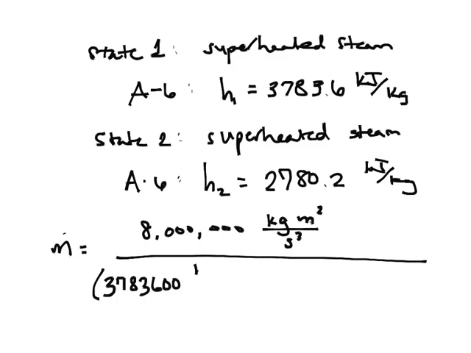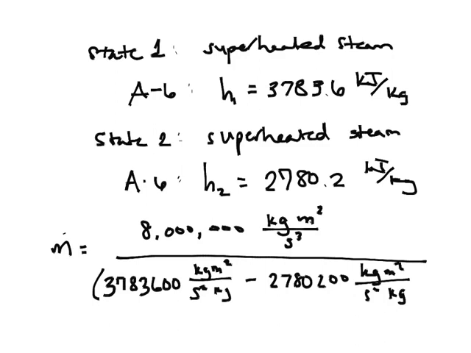So 3,783,600 kilogram meters squared per second squared per kilogram. Now again, that's just joules per kilogram, minus 2,780,200 kilogram meters squared per second squared per kilogram.